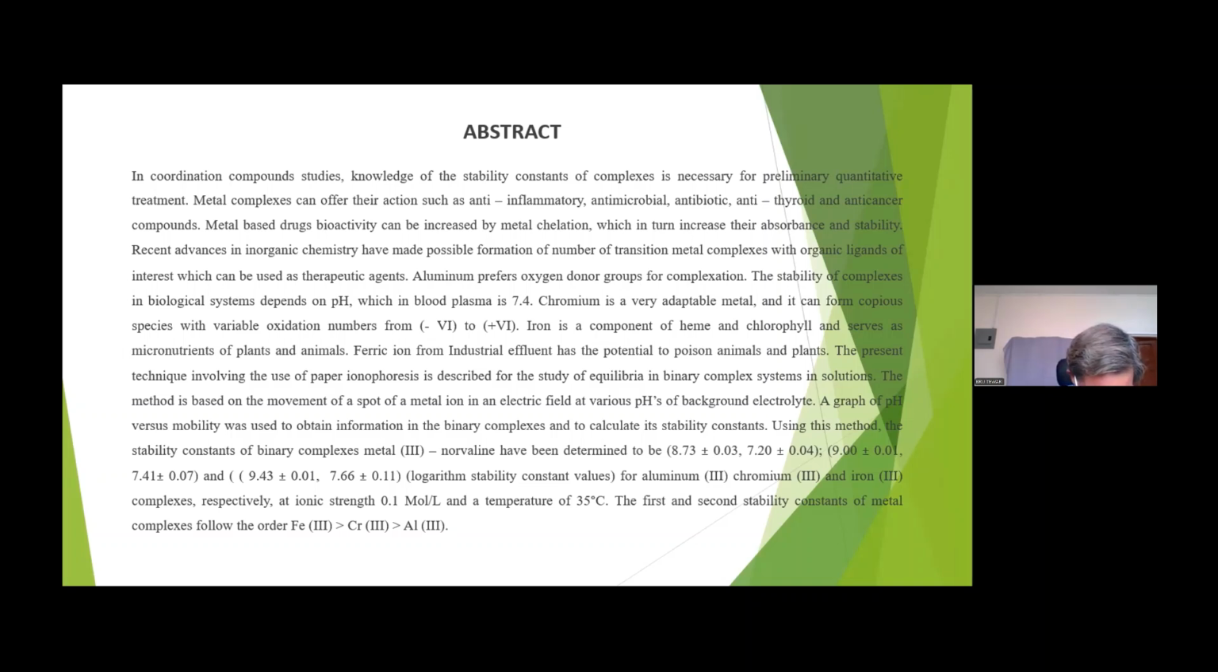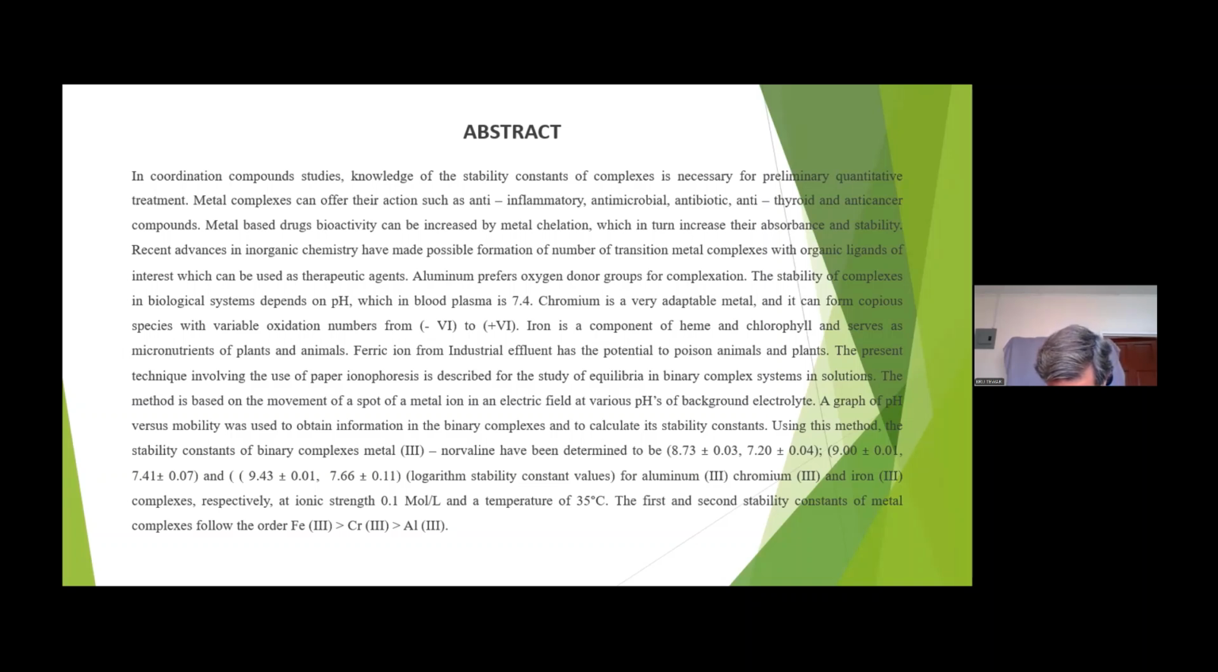A technique involving the use of paper ionophoresis is described for the study of equilibrium and binary complex systems in solution. The method is based on the movement of a spot of metal ion in an electric field at various pH values of the background electrolyte. A graph of pH versus mobility was used to obtain information on the binary complexes and to calculate their stability constants.